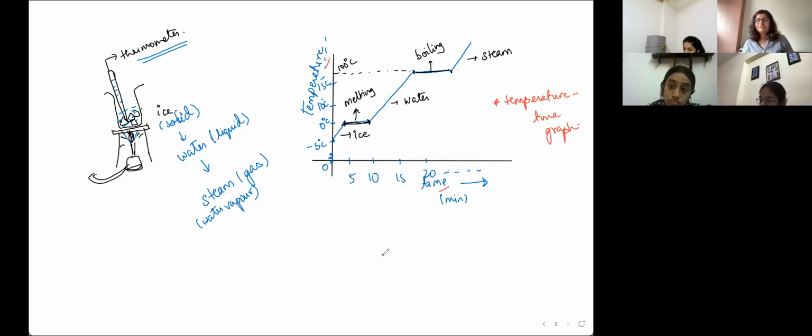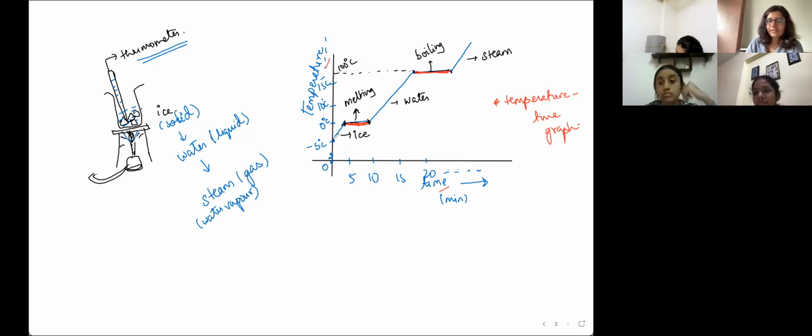Now, Dhriti, you kept questioning ki beech mein horizontal kyun ho raha hai? Like why, even if you are supplying heat, it's supposed to increase, right? Natural tendency, if you think about it, agar kuch heat kar rahe hai, to uska temperature increase hona chahiye. तो यहाँ पे increase क्यों नहीं हो रहा है? Because the process is taking place. So when heat acts on ice, that is when it's melting. So that is what is happening here.